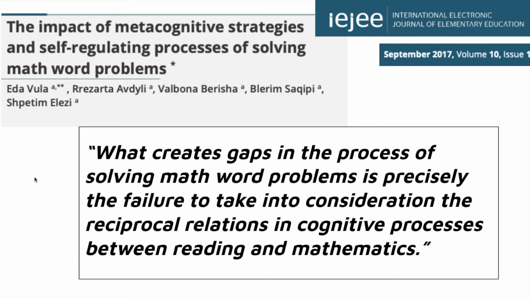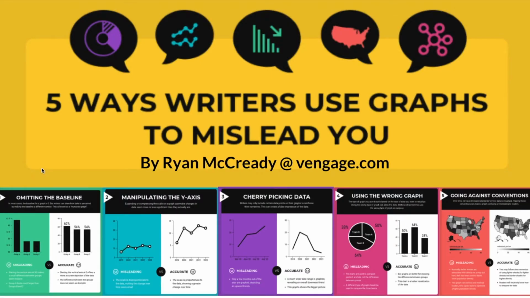In the article, Impact of Metacognitive Strategies and Self-Regulating Processes of Solving Math Word Problems, I came across this little strand of information. What creates gaps in the processes of solving math word problems is precisely the failure to take into consideration the reciprocal relations in cognitive processes between reading and mathematics. Nowhere is this more evident than in graphs, where we now have an opportunity to mislead readers of the graph without actually lying. Now I want to be very, very clear. We are going to talk about ways to use correct information to mislead readers of graphs.